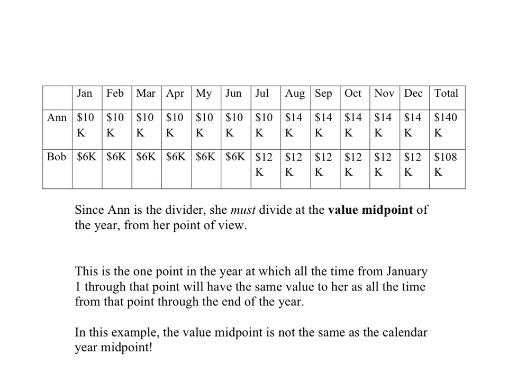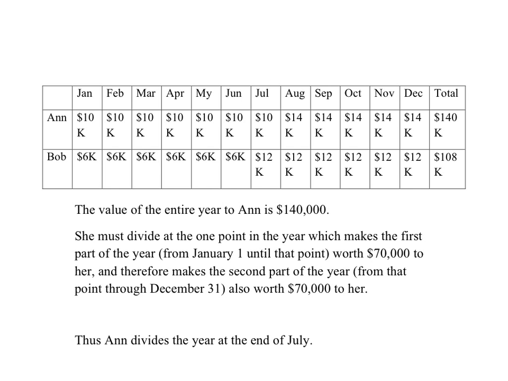So by value midpoint, I mean the one point in the year at which all the time from January until that midpoint has the same value to Anne as all the time from that value midpoint through the end of the year. How do we find this value midpoint? Well, first we add up the total value of the calendar year to Anne, and that's $140,000. And she has to divide the year at that one point that makes the first part of the year, January 1st until then, equal in value to the last part of the year. And since the total is worth $140,000, that means each part needs to be worth $70,000 to her.